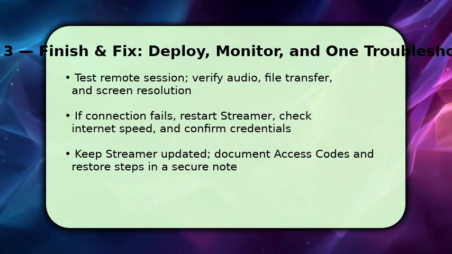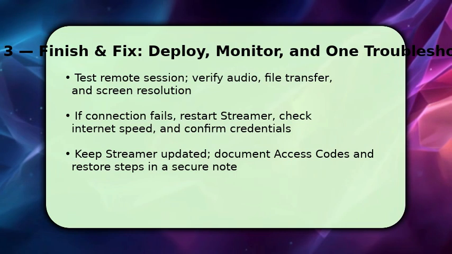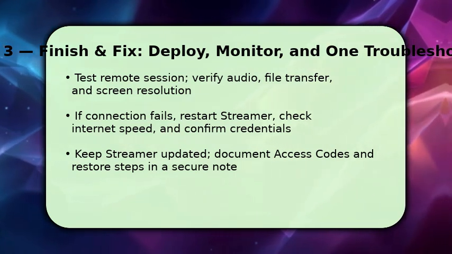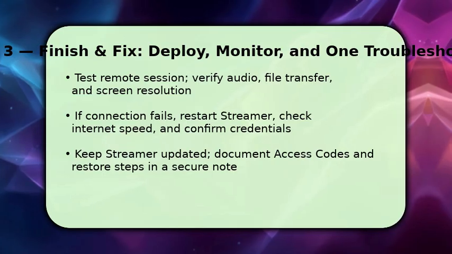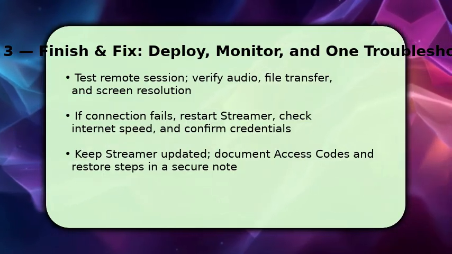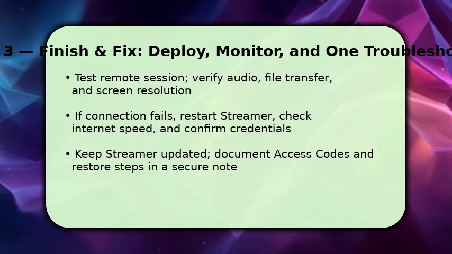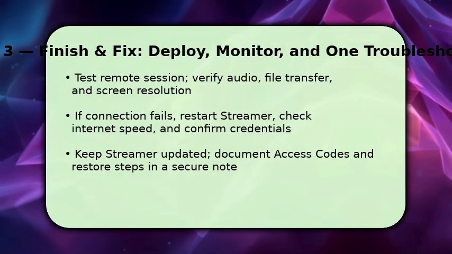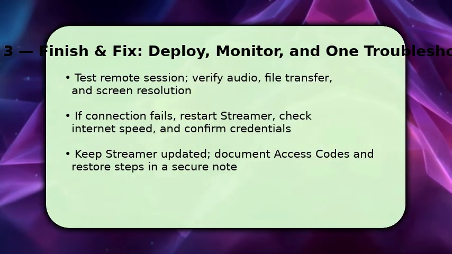You finish by running full tests from the client: connect, check audio, transfer a file, and adjust screen resolution. If something goes wrong, restart the streamer, confirm the host shows online, and re-enter credentials. Also verify upload/download speeds and router status. Make sure both apps are updated and document access codes in a secure note.